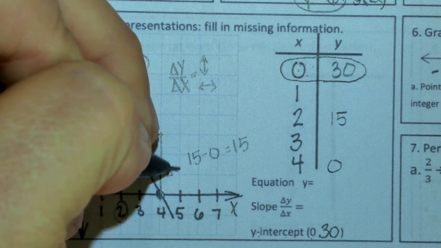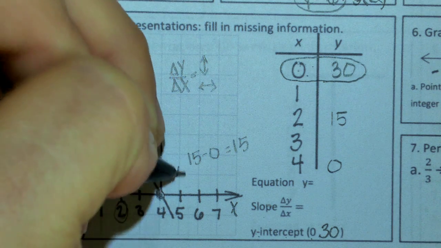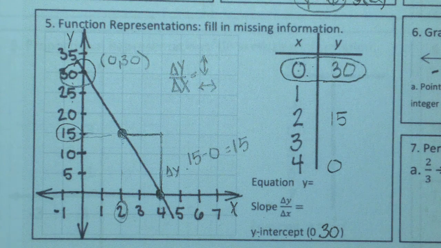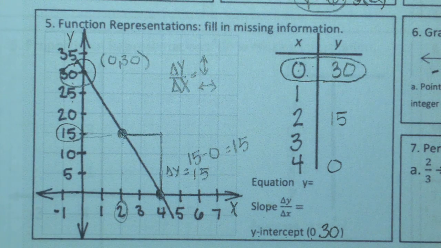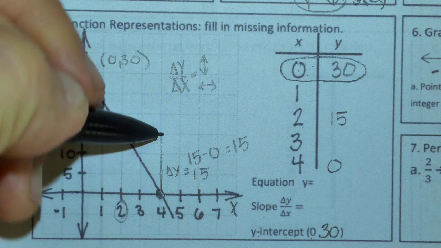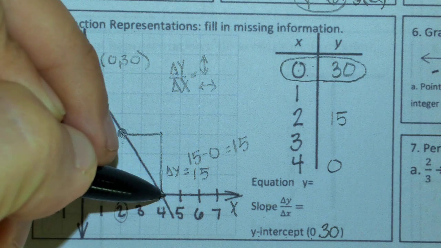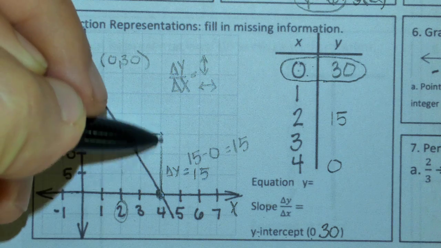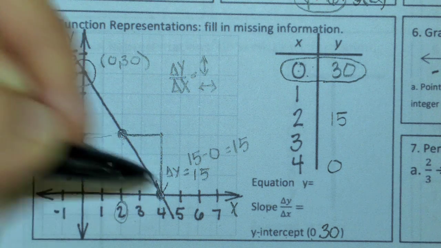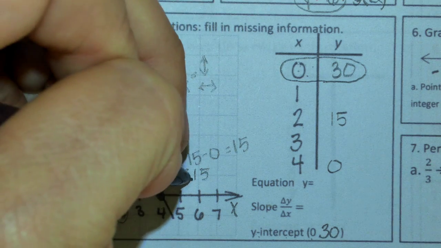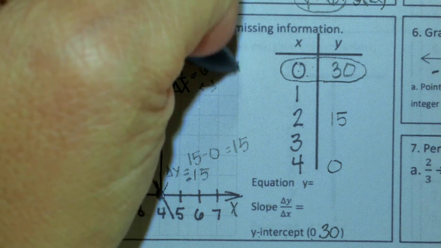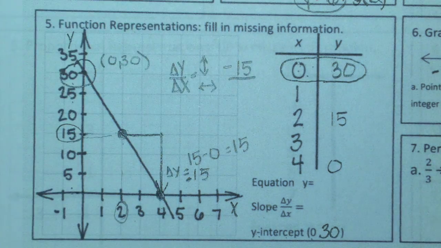So this change in y, this distance right here, is 15. But it's not really 15, because I started here, right? And to get to my next point, I actually went down. If I went down on a number line, I'm starting at 15 and I'm decreasing. So it's really a negative 15. The change of y is negative 15.